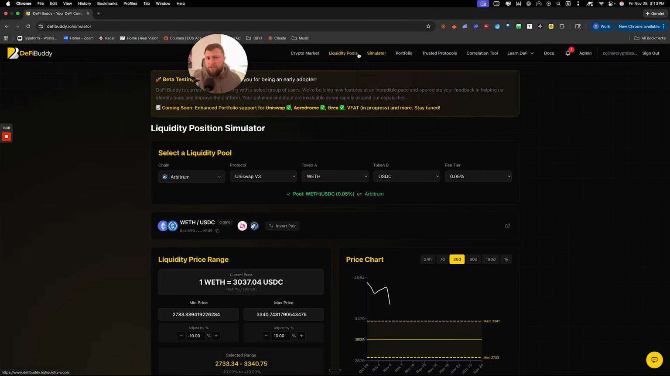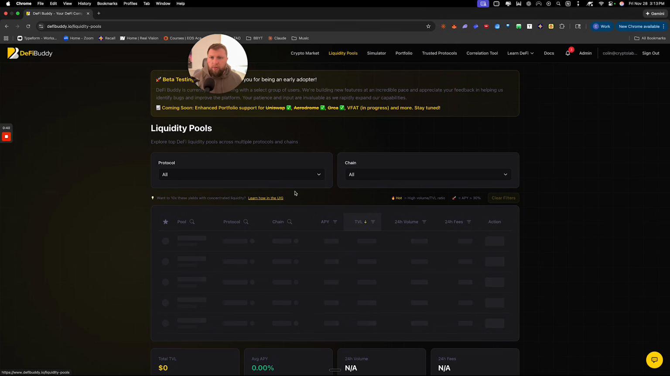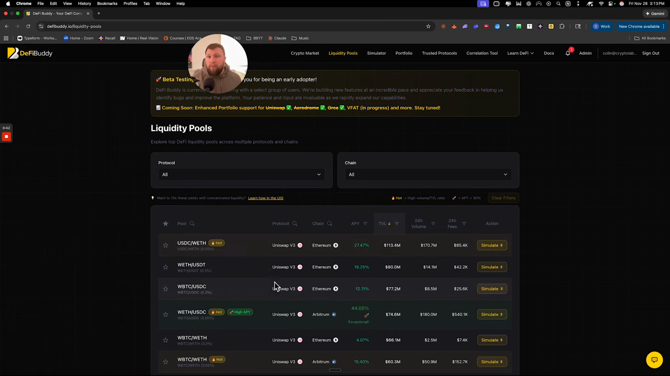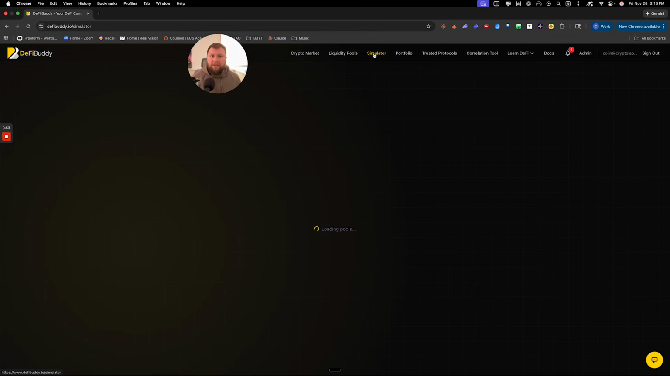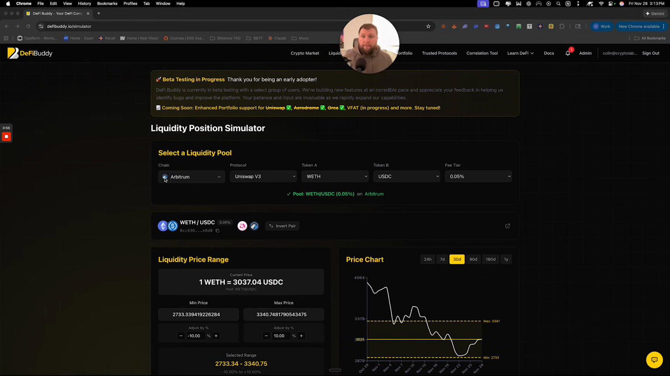Now we can actually do this in two ways. We could go to the liquidity pools, hunt and find the liquidity pool that you are looking for. You can filter using the protocol and the chain, and then use the search function as well. That can allow you to find that specific liquidity pool, or you can come to the simulator directly and type in exactly the pool that you're looking for. So for me, I'm just going to use the default one, which is on Uniswap, on the Arbitrum chain, wrapped ETH USDC on the 0.05% fee tier.